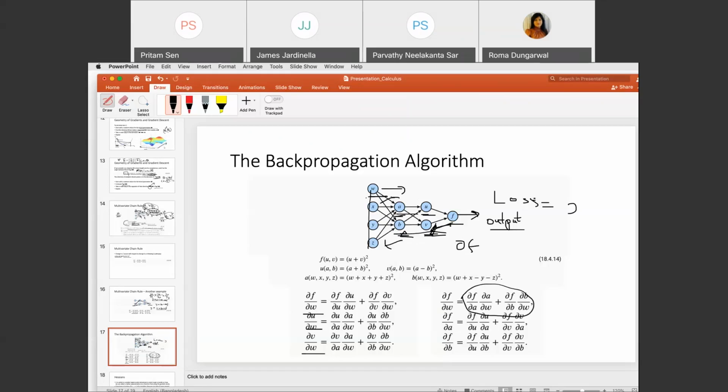Change in F with respect to A, change in A with respect to W, change in F with respect to B, change in B with respect to W. Like that, we can calculate the impact of each one and propagate it backwards. So the loss will be propagated. The parameters are related to this loss, so for each loss, we can pass the loss function and change the parameters of each node.